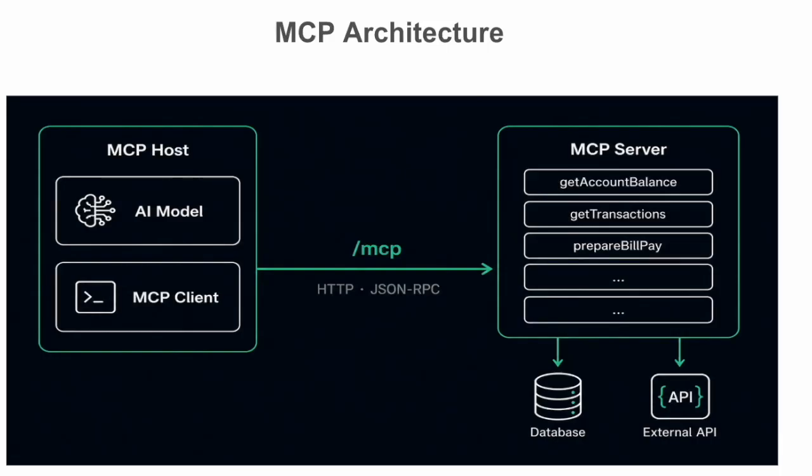MCP has a clear architecture and every component has a specific role. At the center of everything is the MCP host. This is the AI application system where the model lives, where the user submits requests, and where the responses are returned. In a production banking system, this might be a conversational interface, a mobile app, or an internal operations tool. In a nutshell, the user interacts here.